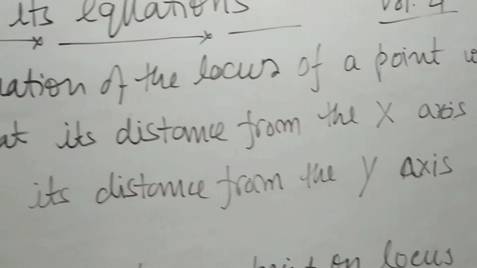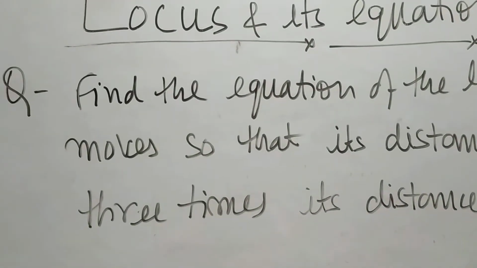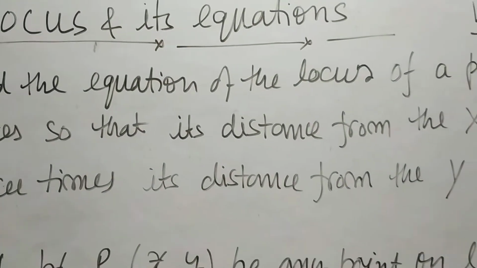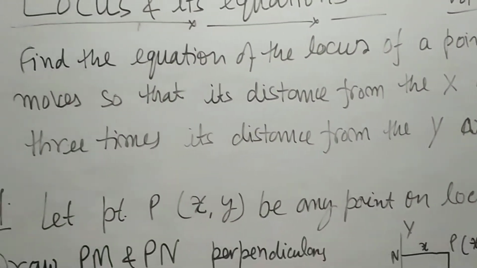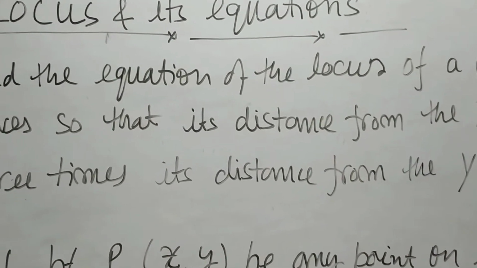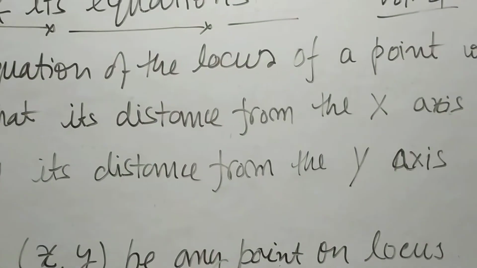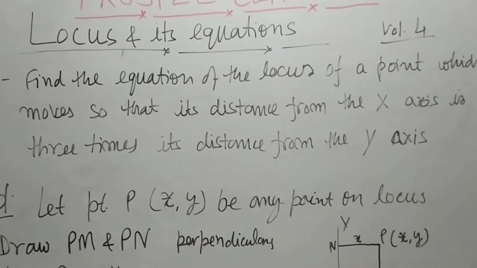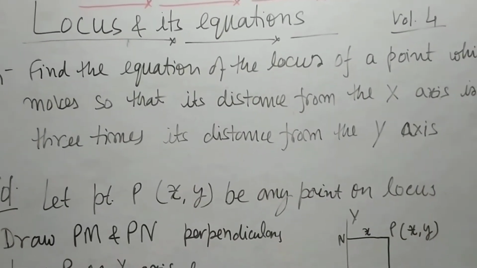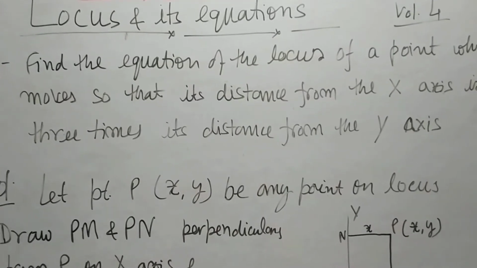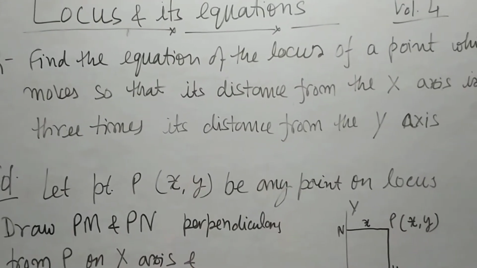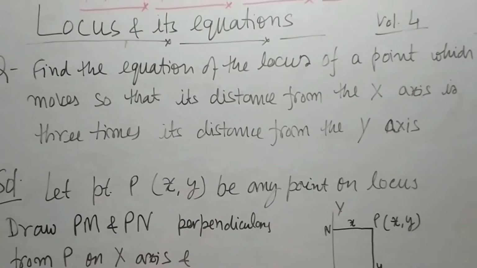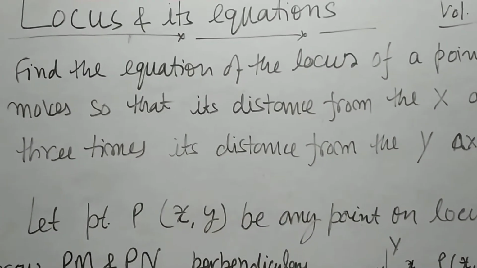which moves so that its distance from the x-axis is 3 times its distance from the y-axis. This is the condition given. You can see, find the equation of the locus of a point which moves in such a way that its distance from the x-axis is 3 times its distance from the y-axis. This is the given condition.